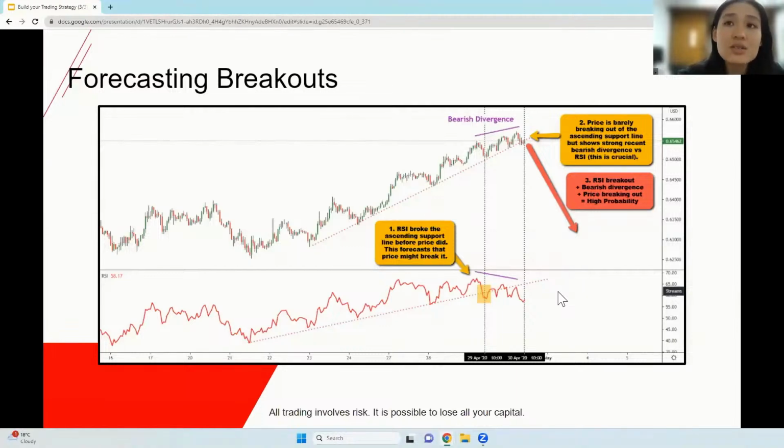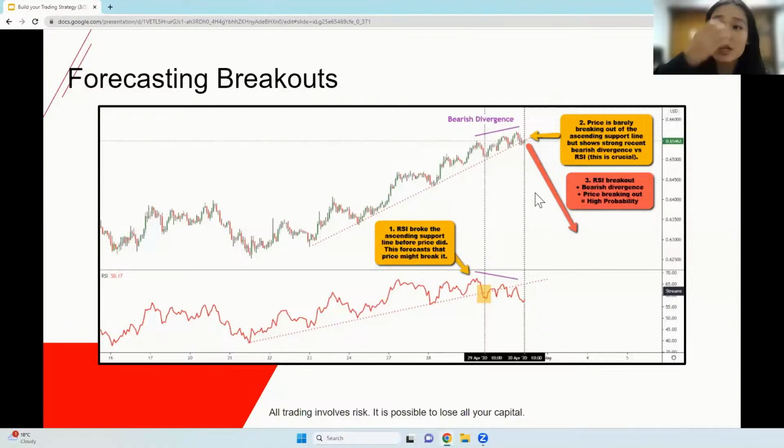Now, forecasting breakouts. We see this ascending trend line on both our price as well as our RSI. But on our RSI, we can see that price has recently broken out of this ascending trend line, which forecasts that we might observe the same thing over here. And you can see, if you look really closely, that price is barely breaking out of this ascending trend line, but also shows strong recent bearish divergence versus RSI.